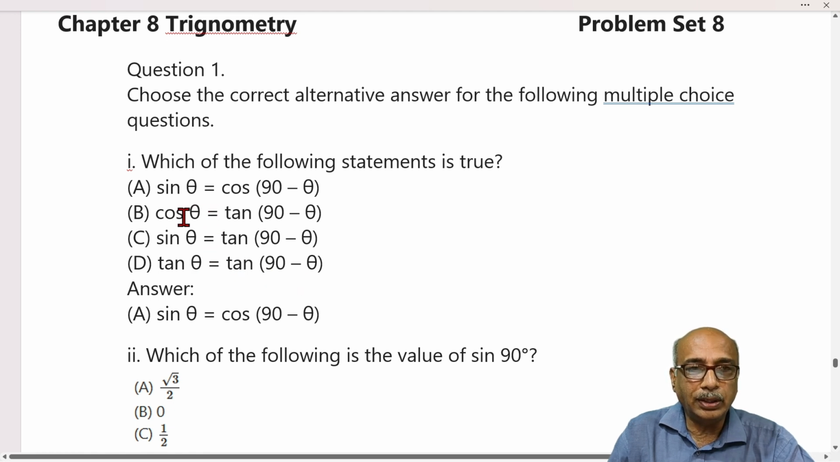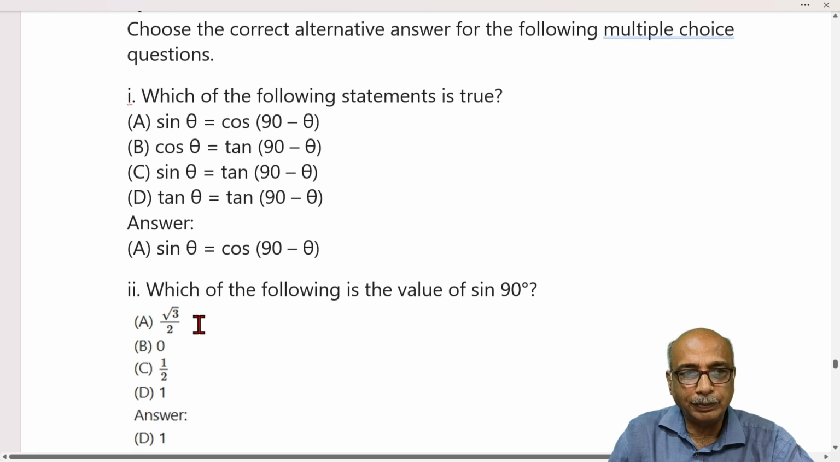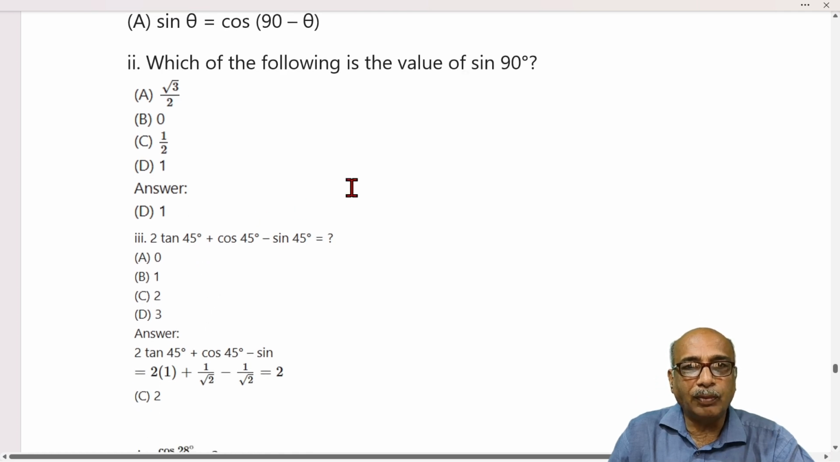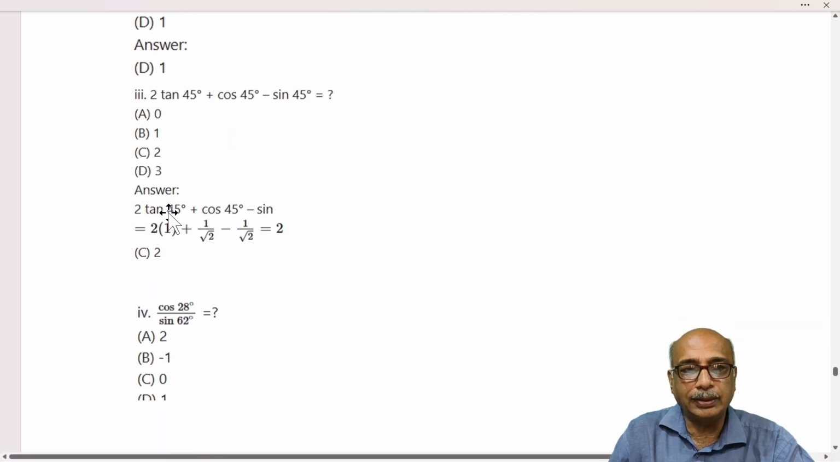Now here you see B, C, D. They are related to cos and tan, sin and tan, tan and tan. Not possible. So it is sin theta equals cos (90 minus theta). Which of the following is the value of sin 90 degree? Sin 90 degree in a right angle triangle is opposite side upon hypotenuse. So it is hypotenuse upon hypotenuse equals 1. So D is the correct answer.